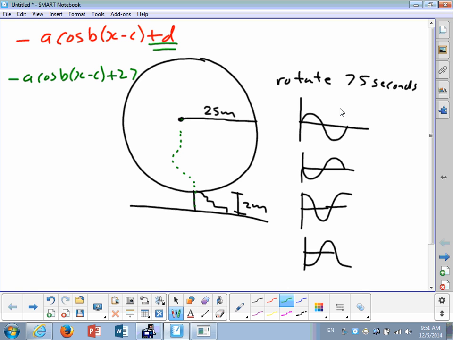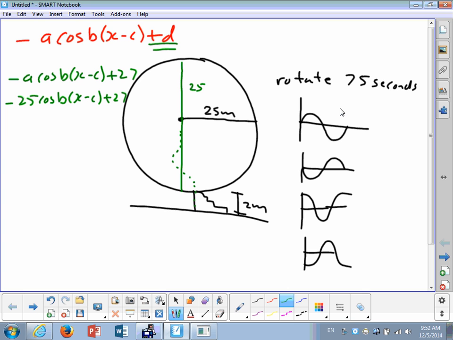I could find the amplitude. Distance from the middle to the top or the middle to the bottom. And that would be possibly 25. So far, so good.